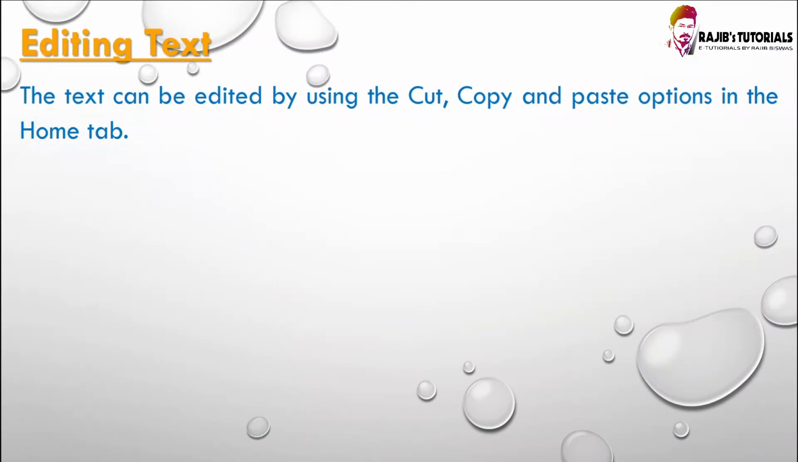The cut option is used to move the selected text or object from one position to another. It is followed by the paste option to move the selected text or object to a new place or position. To cut any text, you have to follow some steps. First, you have to select the desired text. Next, click on the home tab and select the cut option from the clipboard group.